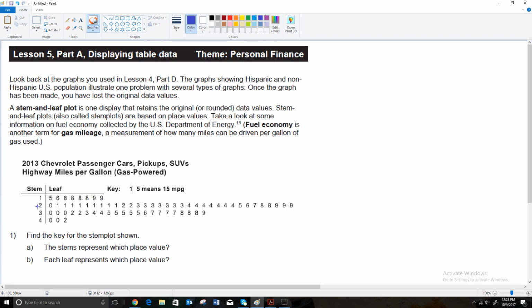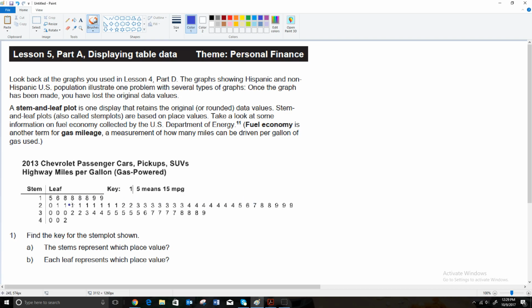So then going down to this next stem, this is 20, and so 20 means 20, 21 means 21. So there were several vehicles that had 21 miles per gallon. There were 2 vehicles that had 22 miles per gallon. Another several, not as many, but it looks like 7 vehicles that had 23 miles per gallon. What is that? 1, 2, 3. Another 7 that got 24 miles per gallon. 1 that got 25, 1 that got 26, 1 that got 27.